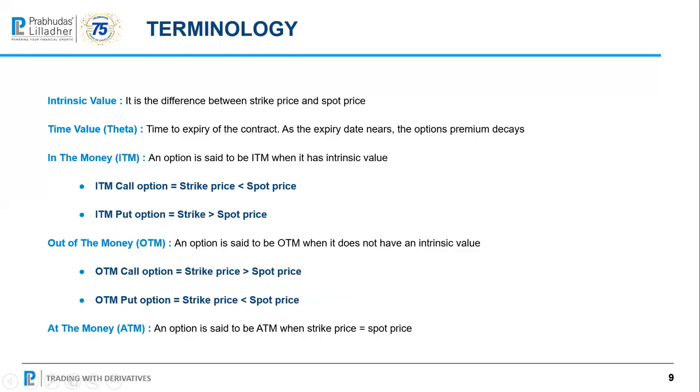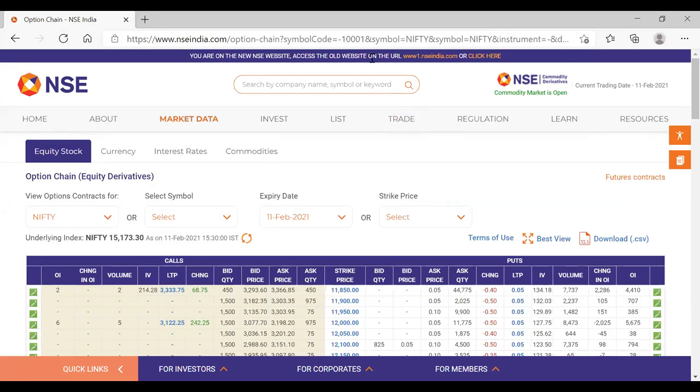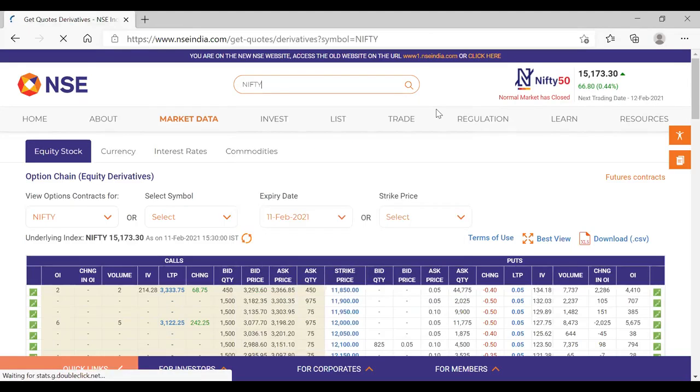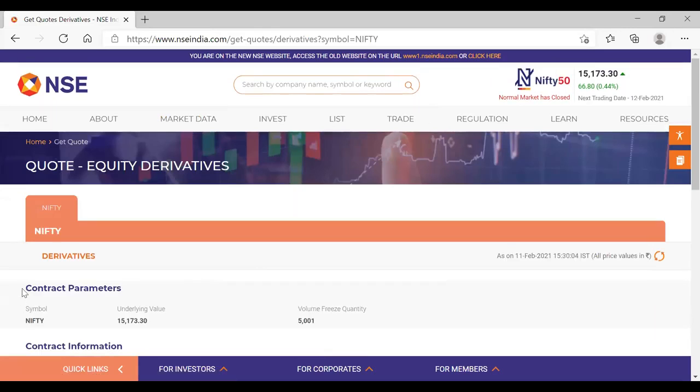Do you want me to open the NSE site and show you how to see the call side and the put side in the option chain, or is everybody aware of it, so that I can explain likewise? Okay. So when you go to NSE.com, this is the page that comes up. You can select any contract here. Let's say I'm selecting Nifty here. So this is how it comes.